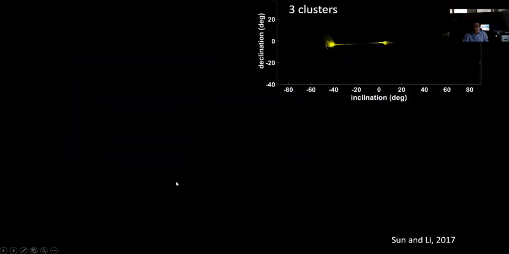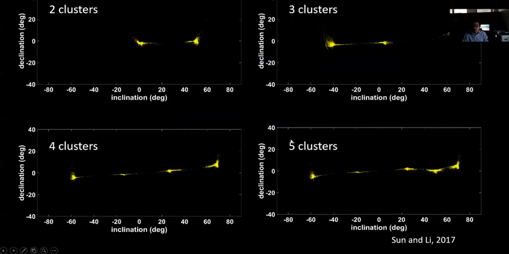To do that, I took a very empirical approach. Instead of just assuming 3 clusters, I also tried 2, 4, 5, 6, 7, 8, 9, up to 100 clusters. Here I'm just showing you the results from 4 different assumptions of the number of clusters. This is the recovered direction when assuming 2 clusters, 3 clusters, 4 clusters, and 5 clusters.